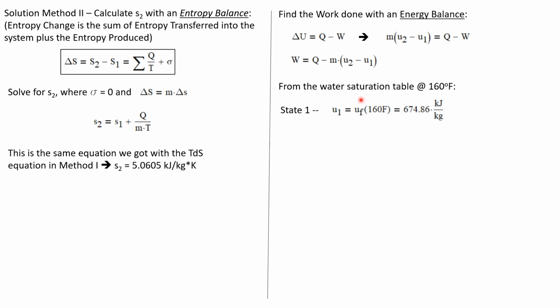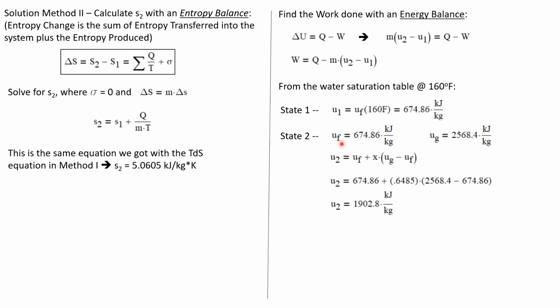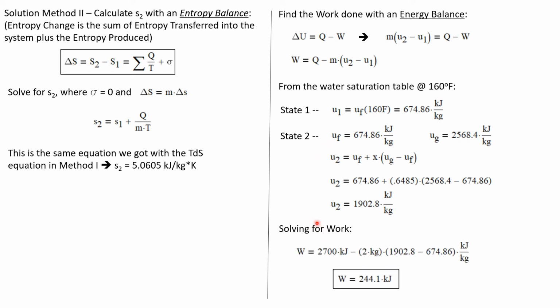So back to the water saturation table at 160 degrees C. We know that state 1 is a subcooled liquid. So the internal energy at state 1 will just be the internal energy of a saturated liquid at the same temperature. And a value coming out of the table for U1 is 674.86 kilojoules per kilogram. Now for state 2, I'll go to the table and get values of U sub F and U sub G at 160 degrees C. And we know that the internal energy at state 2 is just U sub F plus the quality times U sub G minus U sub F. We have all of those values, and we'll calculate that the internal energy at state 2 is 1902.8 kilojoules per kilogram. Now I can solve for work.